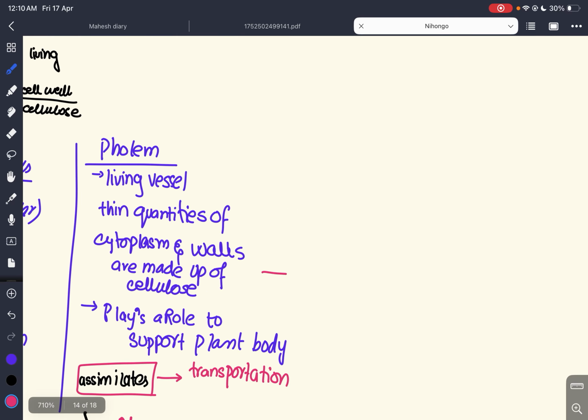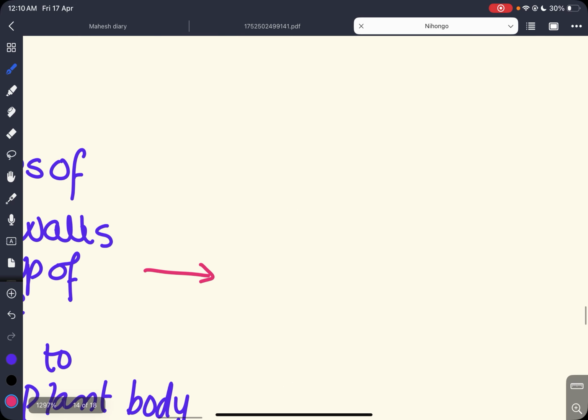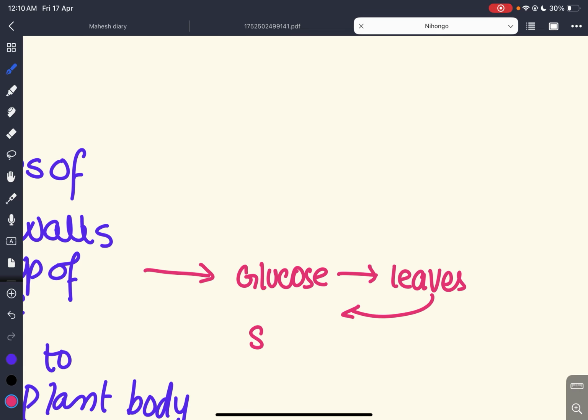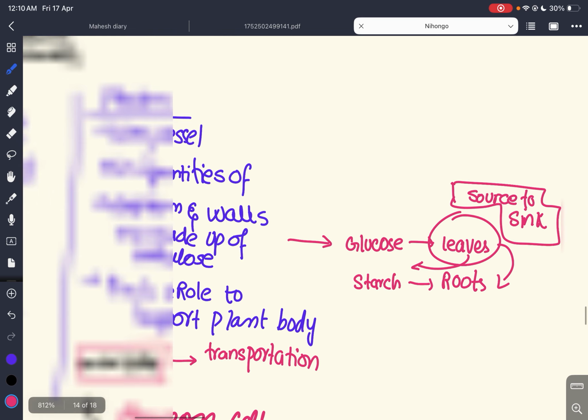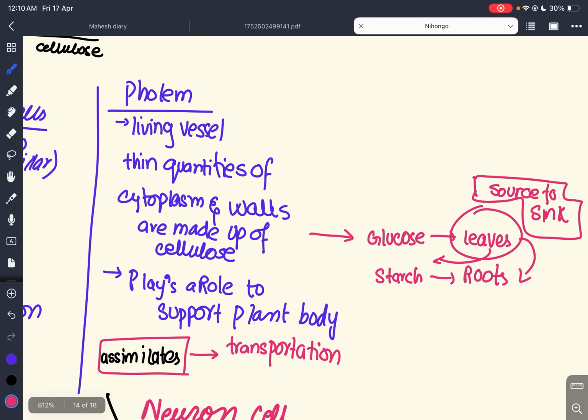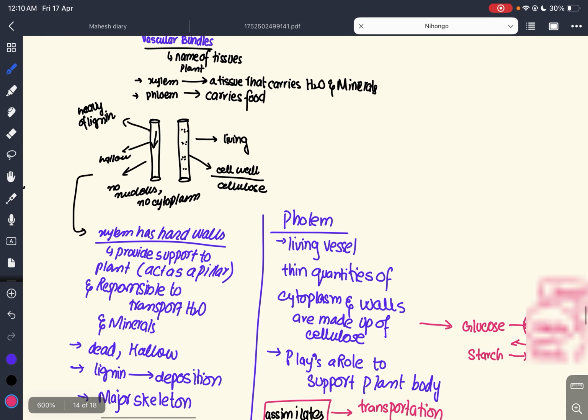We should know one more thing here: once glucose is made in the leaves, it is actually stored in the form of starch in roots, and to shift the glucose from leaf to root, from source to sink, we need the phloem tissue. The phloem is always from source to sink. It's not always leaves to root, it will be roots to leaf as well, which we'll study later.